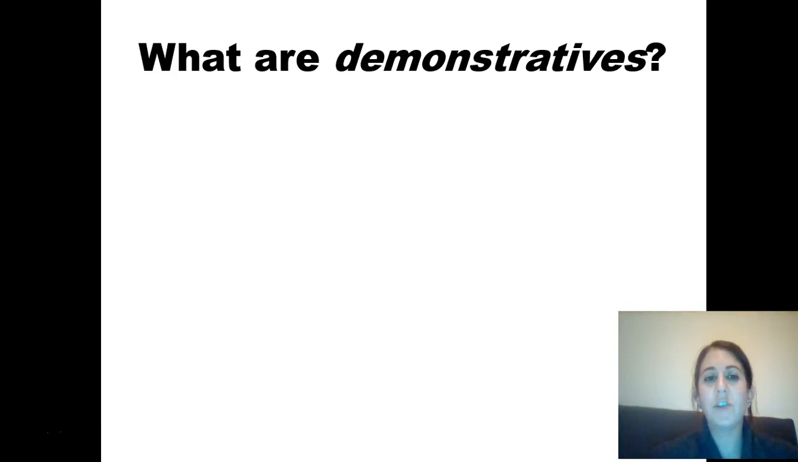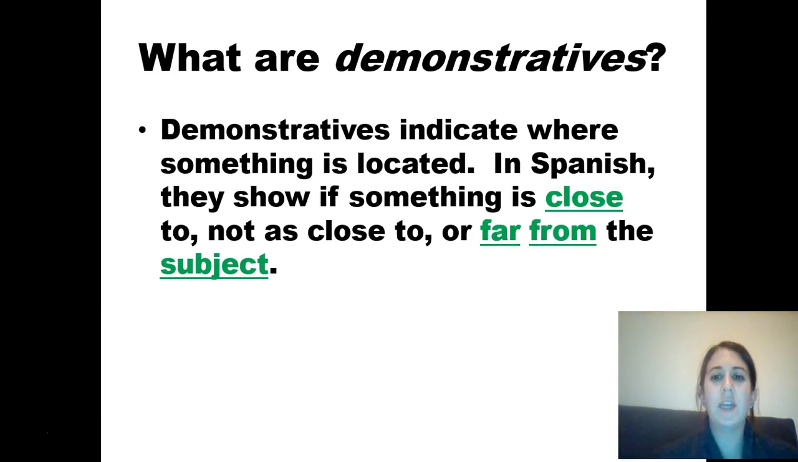We have to know what demonstratives are. So, demonstratives indicate where something is located. In Spanish, they show if something is close to, not as close to, or far from the subject or who is talking. So if I wanted to say, hey, I like this shirt, but I like that one over there better. Or, hey, I know that student that you're talking about. Or I know that teacher. Then that's an example of a demonstrative.